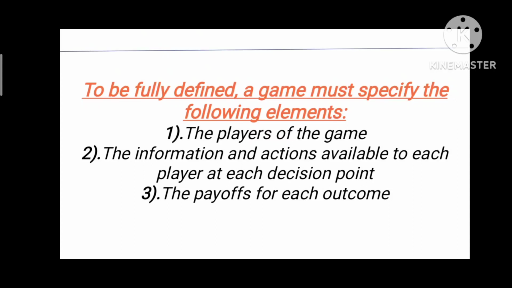Okay, let's get to the third point: the payoff for each outcome. As I told you, I will tell you in the next slide. Every player should get a specific payoff. For example, there are two players. If the first player plays a game and wins, he should get a payoff. If the second player plays and wins, he should get a payoff. If he loses, he should also get a payoff. Like that, for every game and every player, there should be a specific payoff. Okay, next point.